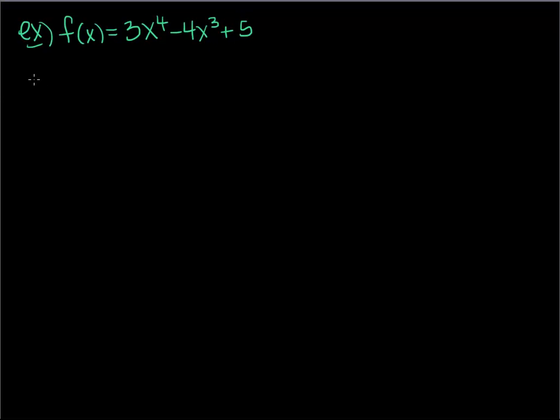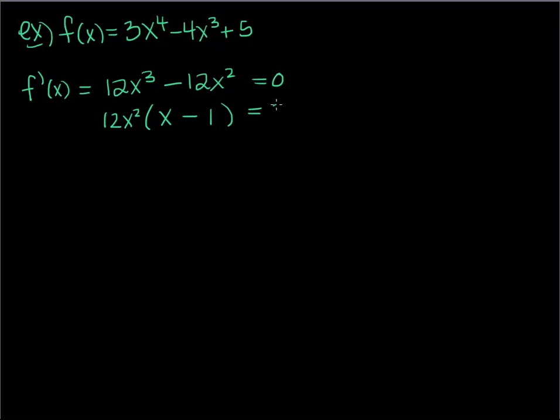And this one's going to be very similar to the last one we did. So let's find the derivative. Remember, our first step is to find the critical values. So we get 12x cubed minus 12x squared. I'm going to set this equal to 0 and factor. What do they both have in common? A 12 and an x squared. Take that out, and I'm left with x minus 1.